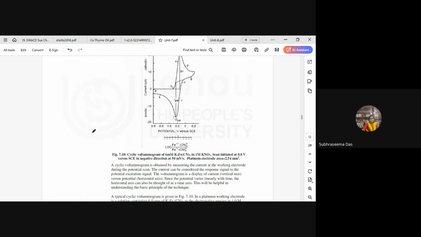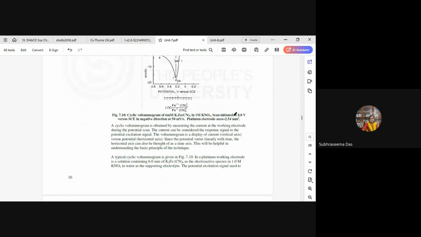In figure 7.10, here is a cyclic voltammogram of potassium ferrocyanide. A cyclic voltammogram is obtained by measuring the current at the working electrode during the potential scan. The current can be considered the response signal to the potential excitation signal. The voltammogram is a display of current, taken on the vertical axis, versus potential, which is taken on the x-axis. Since the potential varies linearly with time, the horizontal axis can be thought of as a time axis. This will be helpful in understanding the basic principle of the technique.